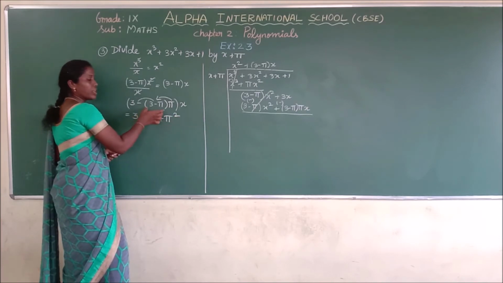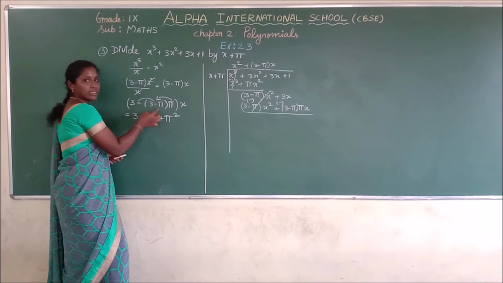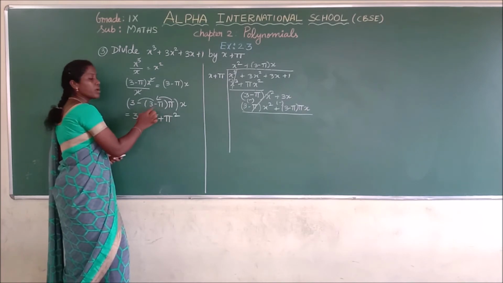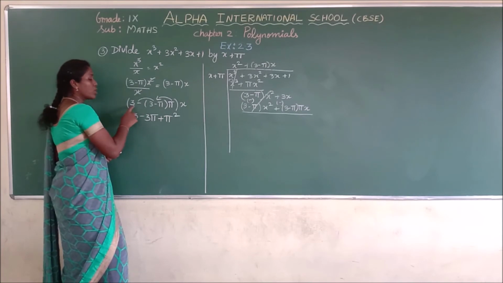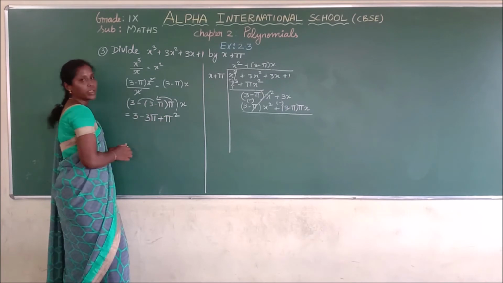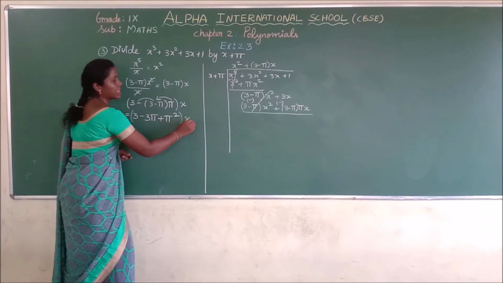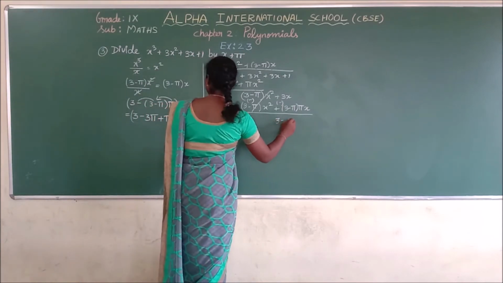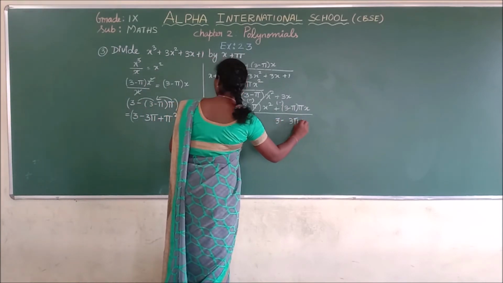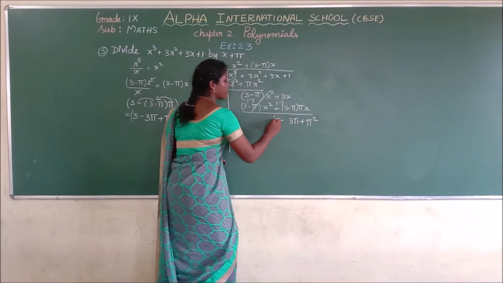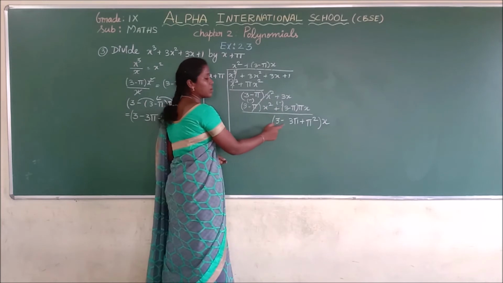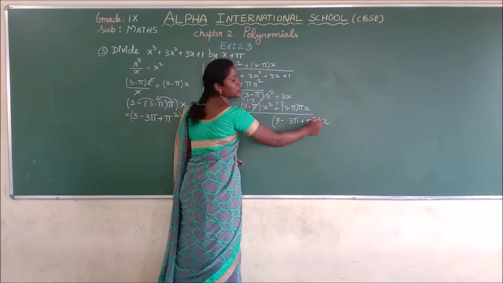So listen here, we are removing the bracket, so we are taking minus inside. And π is in the multiplication operation with this term, so we are multiplying π also. So finally we got (3 − 3π + π²) into x. Write the term (3 − 3π + π²) into x. So by subtracting these two terms, we are getting (3 − 3π + π²) into x.